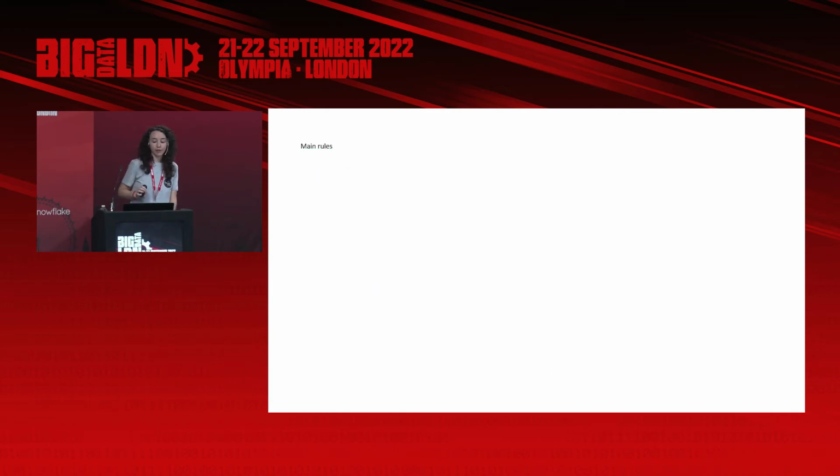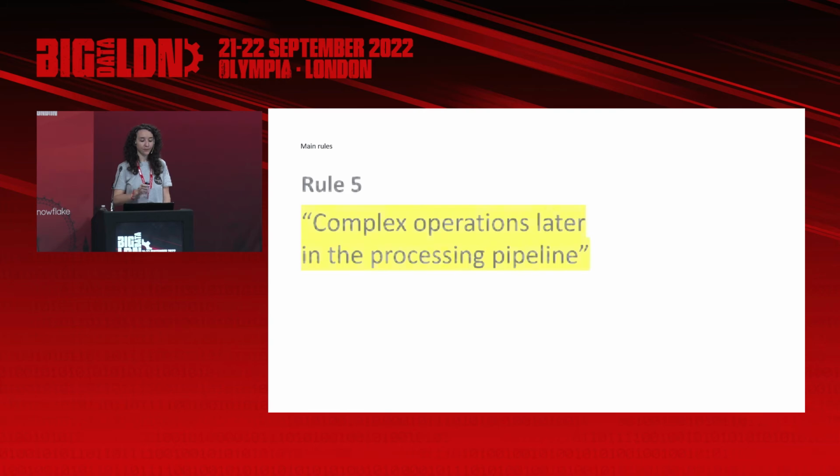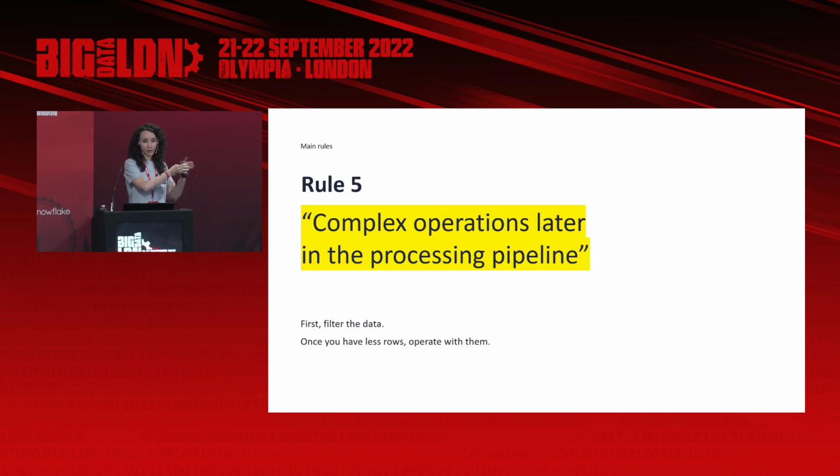Rule number 5, and this is the last one: complex operations later in the processing pipeline. For instance, always try to filter first, as we have said in rule number 2 and rule number 3, and then once you have fewer rows, you can operate with them, perform a join, a count, whatever.